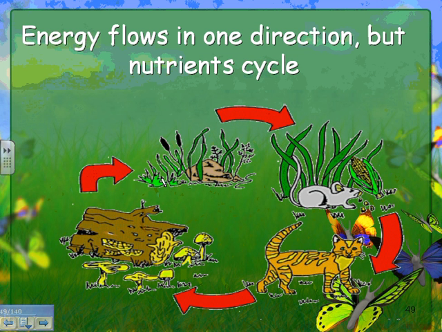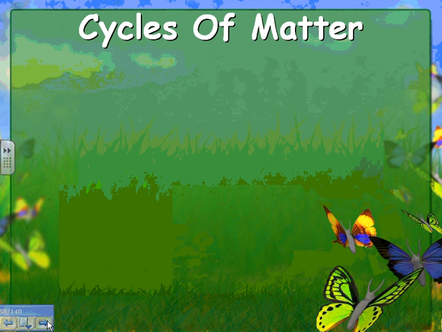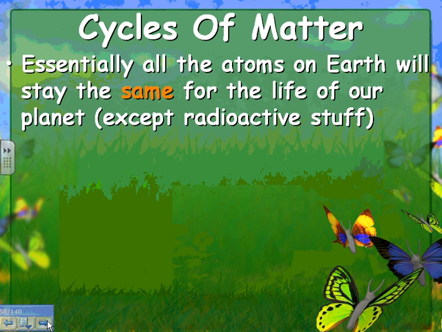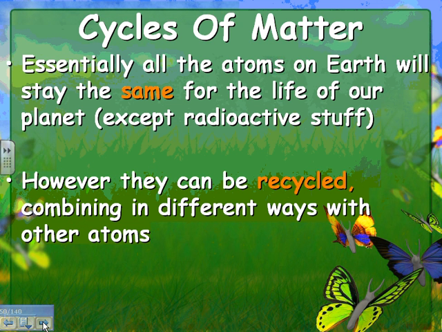The nutrients that are here today in the environment are pretty much the same as the ones that have been on this planet forever, except for some radioactive stuff. So the nitrogen in you is the same nitrogen that might have been in dinosaurs, except for the radioactive material. Okay, so cycles of matter, we're going to look at carbon, nitrogen, and water too. Essentially, all of the atoms on Earth will stay the same for the life of our planet, except for radioactive stuff.